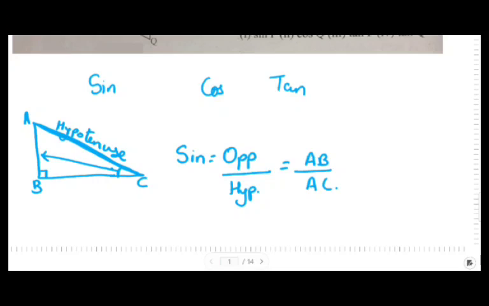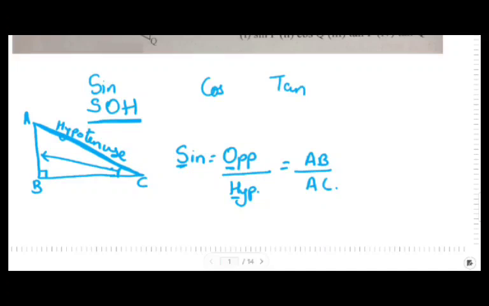Now how to remember this? For sine, there is an abbreviation. S for sine, O for opposite and H for hypotenuse. So for sine, it is always opposite upon hypotenuse.